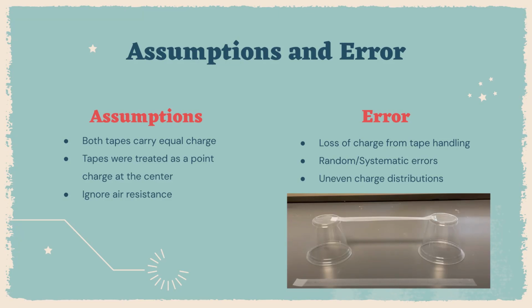As for errors, one important source is charge loss from handling. Touching the tape allows charges to leak away into your skin, reducing the measured force. Another is uneven charge distribution, because peeling the tape might not apply charge in a uniform manner. Finally, there are small measurement errors, such as reading the 3 centimeter floating distance or estimating the tape's mass from its length and density. These could all shift the numerical values slightly, but the overall conclusion remains.